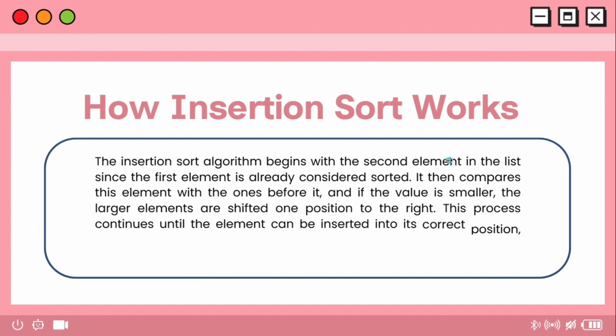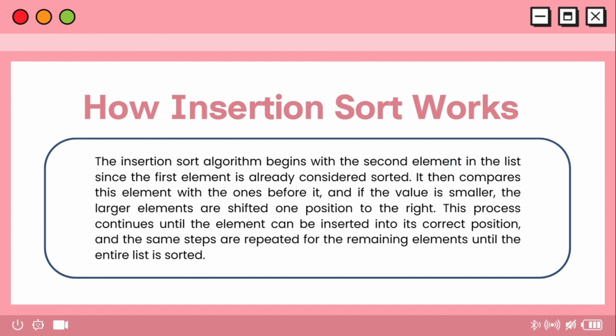Now, how insertion sort works. The insertion sort algorithm begins with the second element in the list, since the first element is already considered sorted. Then it compares this element with the ones before it, and if the value is smaller, the larger elements are shifted one position to the right. This process continues until the element can be inserted into its correct position, and the same steps are repeated for the remaining elements until the entire list is sorted. So, that is insertion sort.